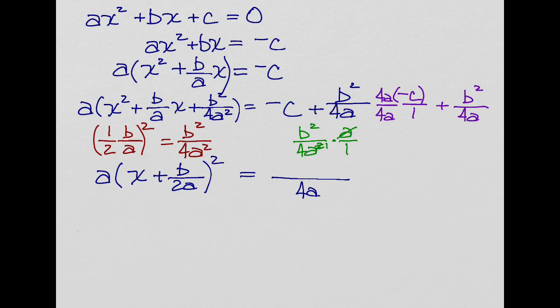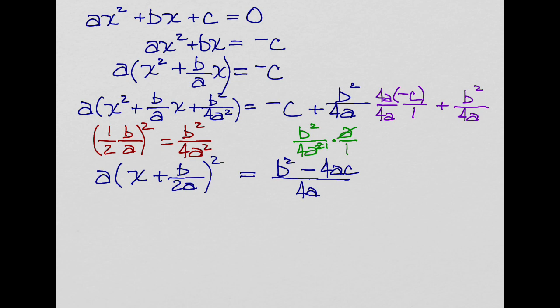Common denominator is 4a. And on the top I have 4a times negative c and then positive b squared. So I'm going to move the b squared to the front, minus 4 times a times c, which is the same as 4 times a times negative c if I put that negative in the front. And you might start to see elements of the quadratic formula creeping in here that you might recognize. Well, my goal was to solve this equation. I'm going to use square roots.